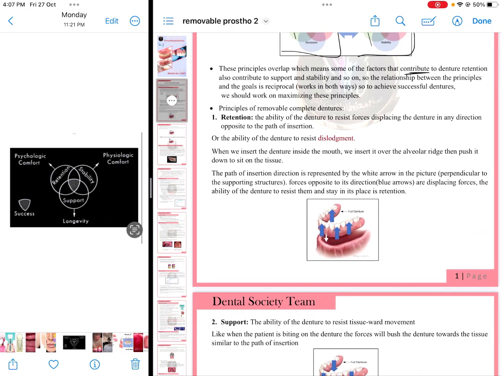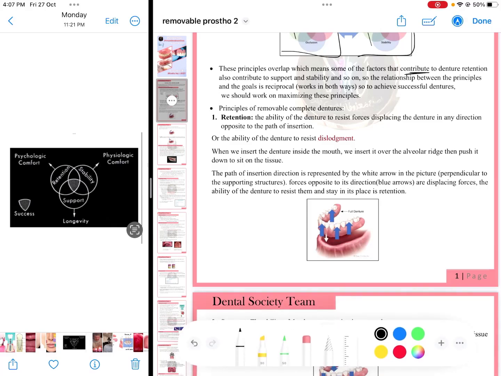Now talking about these principles we will start with the first word, which is retention. What is retention? Retention is the ability of the denture to resist the forces disabling the denture in any direction and opposite to its path of insertion. Okay, first of all, we are going to divide this definition so we can understand it. So, what's the meaning of path of insertion? The path of insertion is the path that the patient uses to wear the denture.